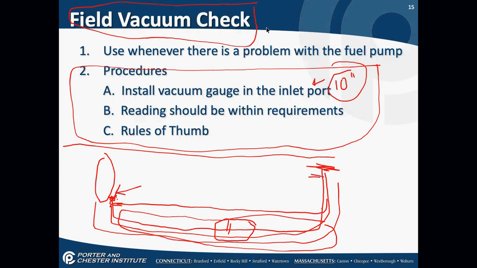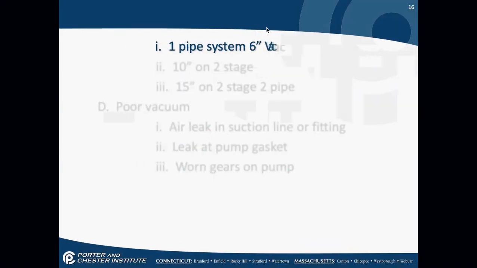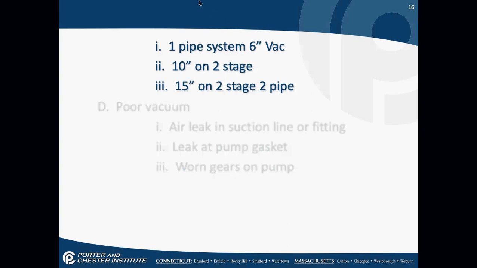It's part of a yearly preventative maintenance. Anytime there's air, anytime there's flame problems, you've got to do the vacuum checks. On a one-pipe system, I have to be able to maintain a 6-inch vacuum. 10-inch on a 2-stage system. That's my full vacuum check. 15-inch on a 2-stage 2-pipe system. Rules of thumb: you have to be able to maintain these vacuums.